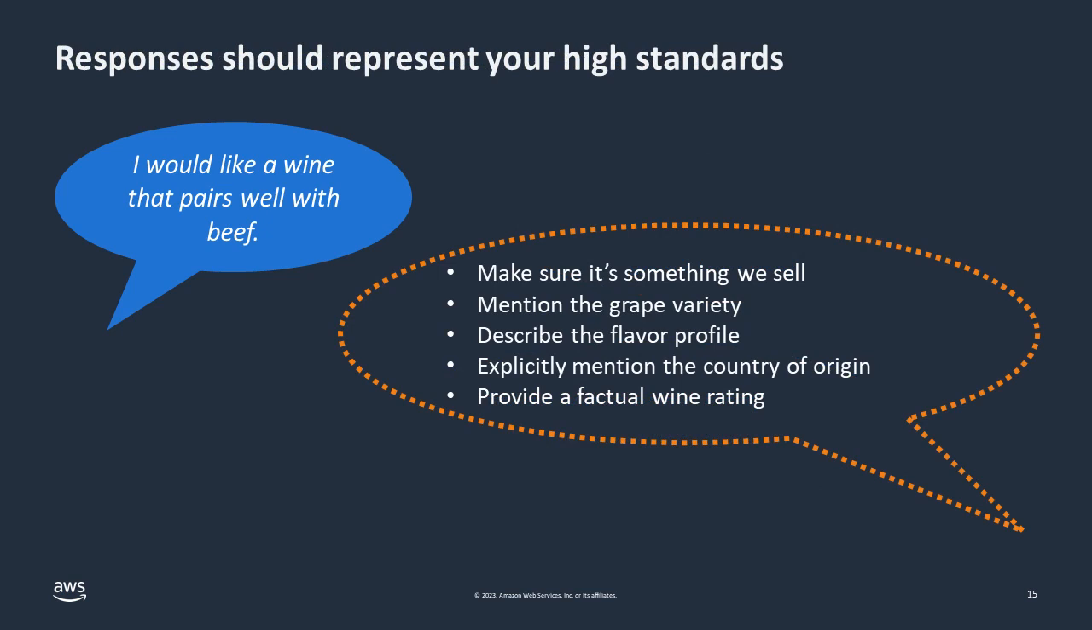So what you start out with doing is developing your requirements. What is it that you want your chat application to say back to your internal customer service teams or to your public? You start out by saying, well, first of all, let's make sure that whatever it says back on this wine application, it's a bottle that we sell, and it's a bottle that we maybe have in stock. You might want to mention some technical merits of the product, such as the style of grape, maybe the flavor profile or winery, country of origin. And you also might want to provide some factual data, like the rating of the wine.